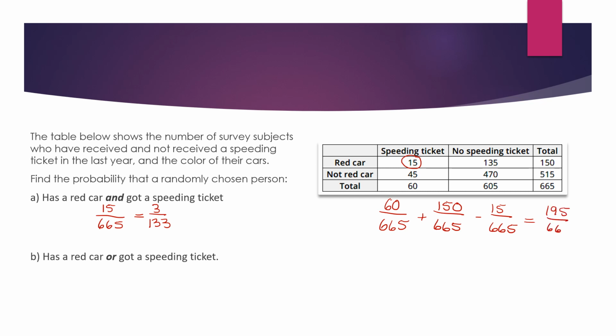out of 665. Both of these again are divisible by 5, and 5 goes into there 39 times. 5 goes into 665 133. Now, the other thing I could have done is just said, well, speeding ticket or red car, and notice if I have added together these values, I would have also gotten the same thing. So 6, 7, 8, 9, 1, and it's the same. That's that 195. So 2 ways to do it.